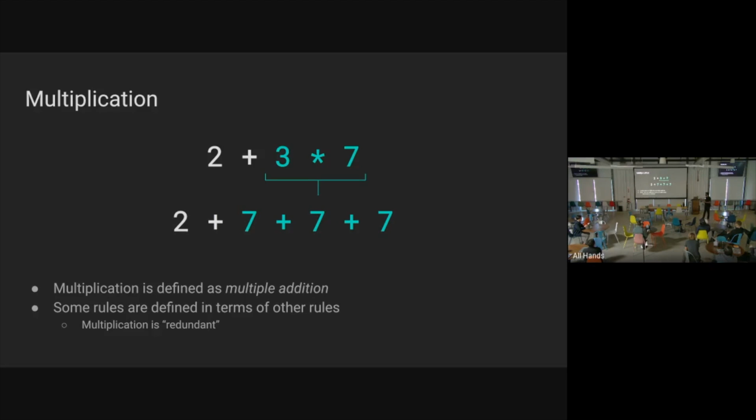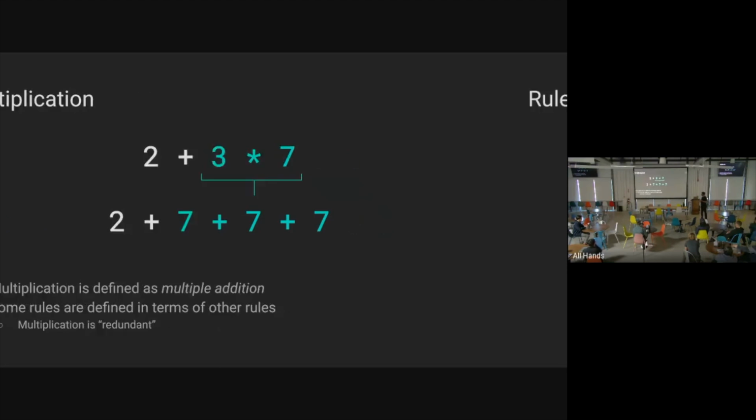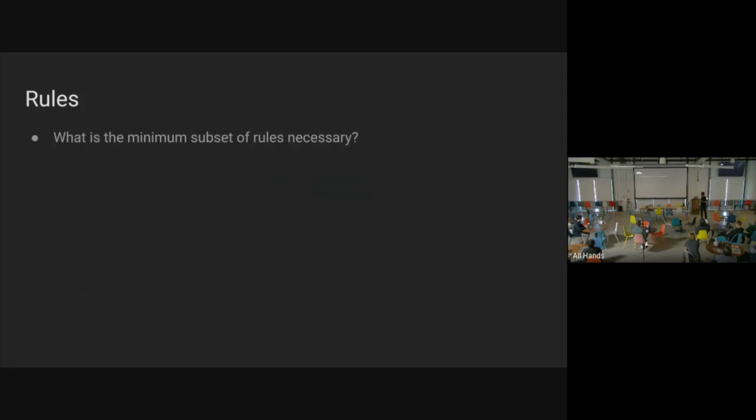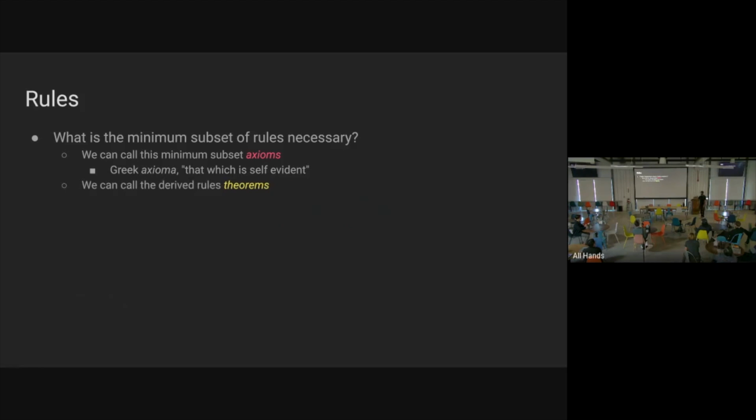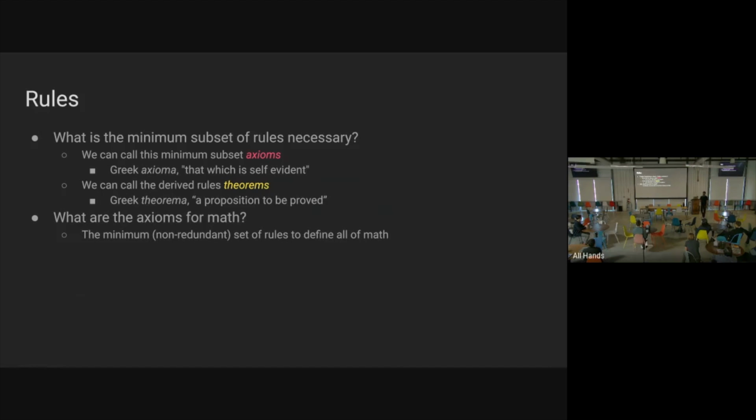So if some rules are redundant, then maybe we can ask the question of what rules are non-redundant? Or really, what is the minimum subset of rules necessary to describe all of math? We can call this minimum subset of rules axioms. This comes from the Greek word axioma, that which is self-evident. And then we can call all of the other derived rules theorems, which is like a proposition to be proved. So the question is, what are the axioms for math? The minimum non-redundant set of rules to define all of math.